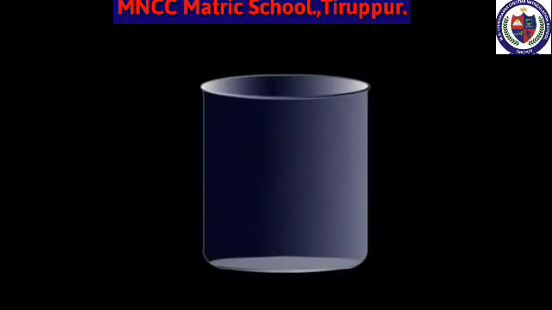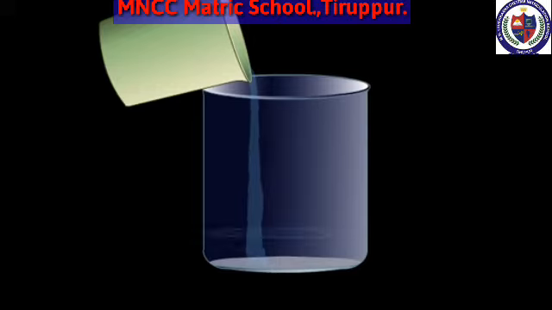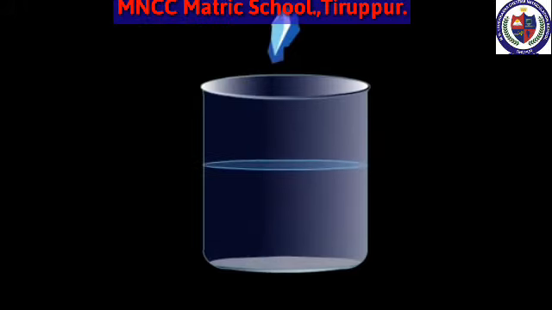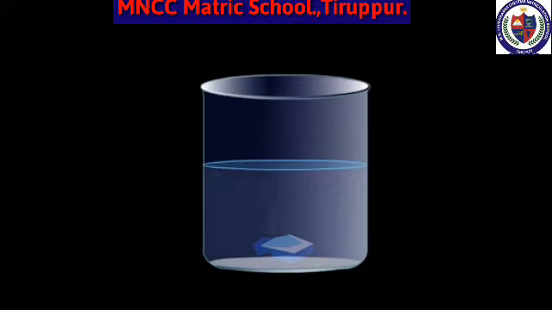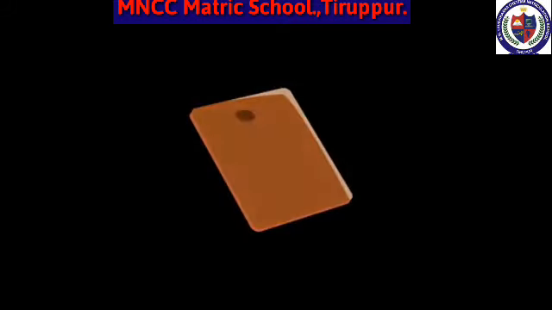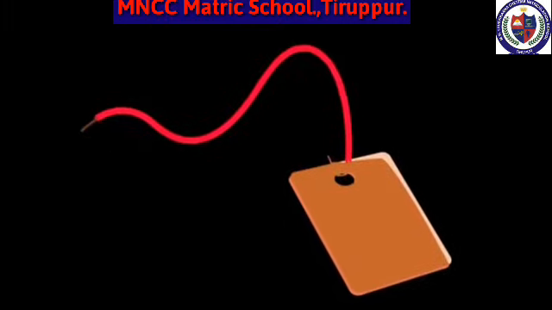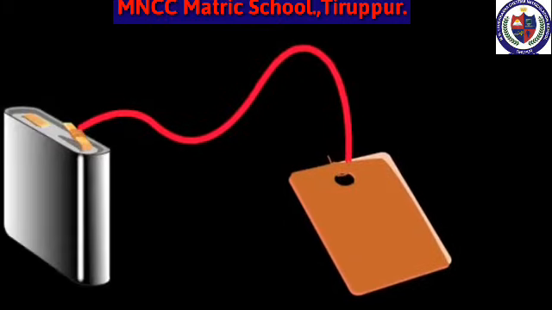Procedure: take the glass beaker, fill it 3/4 with warm water, dissolve some copper sulfate crystals in it so that a blue color solution is obtained. Take 1 copper strip, make a small hole in it and connect that to the positive terminal, the anode, of the battery with an enameled copper wire.